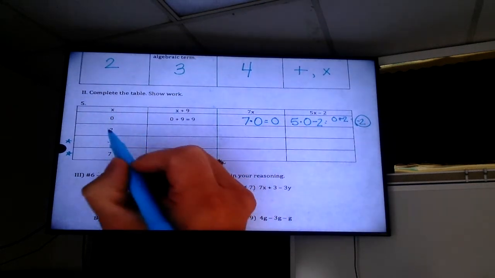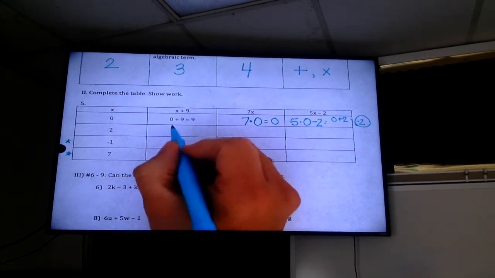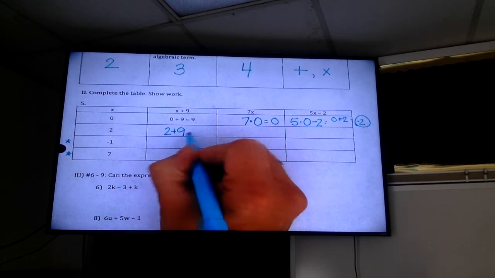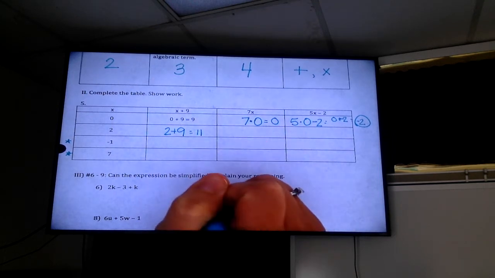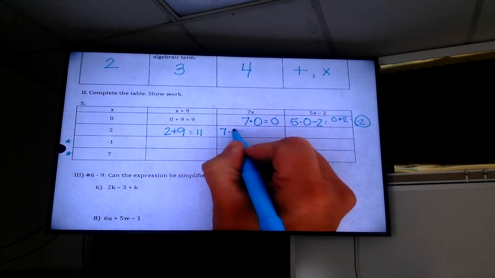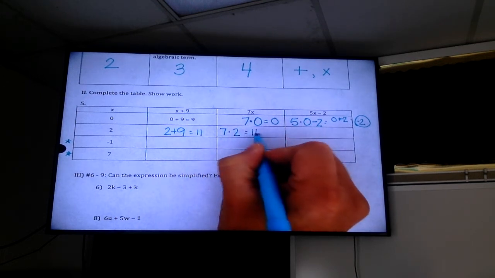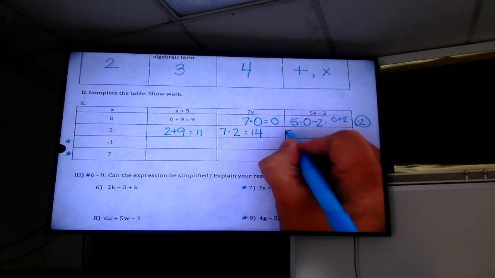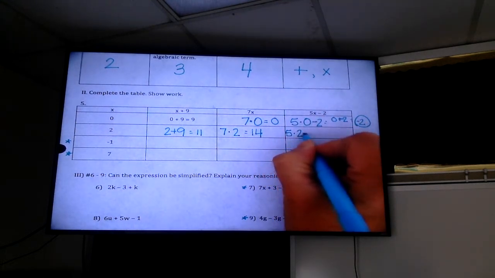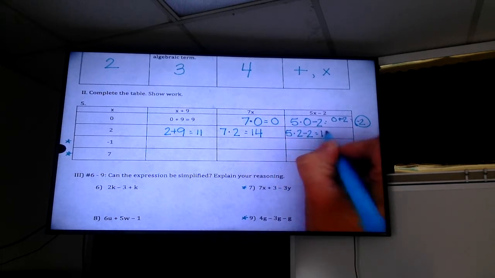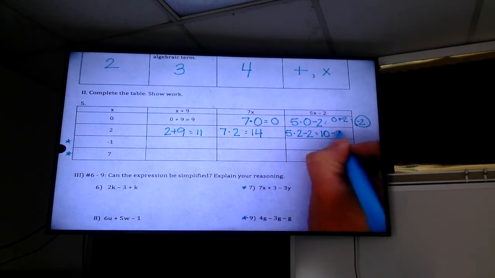Okay, so let's try it again. This time x is going to be worth 2. So x plus 9 becomes 2 plus 9, which I know is 11. 7x becomes 7 times 2, which I know is 14. 5x minus 2 becomes 5 times 2 minus 2. Order of operations would have me multiply first, so 5 times 2 is 10, minus 2 is 8.